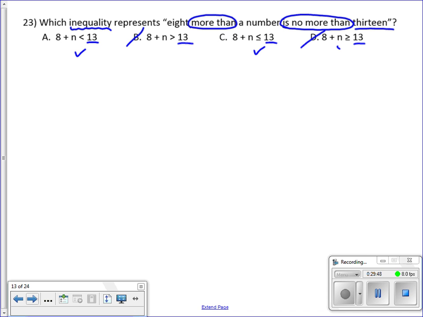Can it equal 13? It is no more than 13. It can equal 13, because it's no more than it. It can equal it, but it can't be any more than it. It's kind of like the one we did in class about it can go no more than 65, and I think I was equating it to miles per hour. So this is the answer we're going for here, because it can also be equal to it.